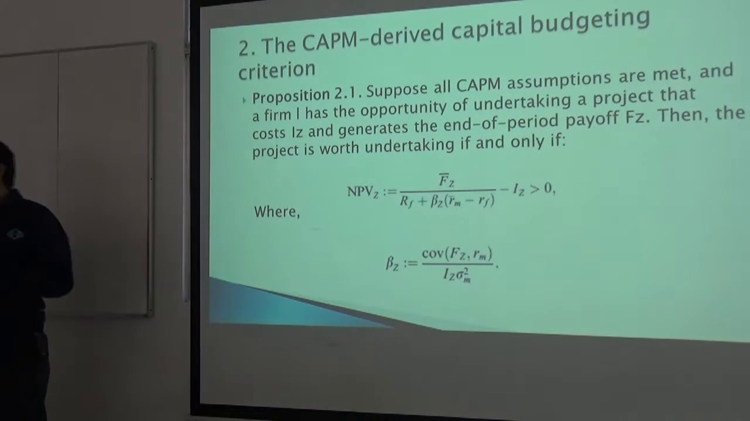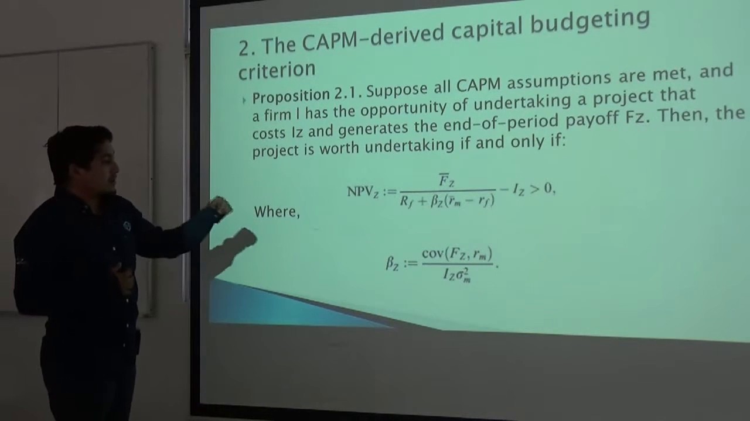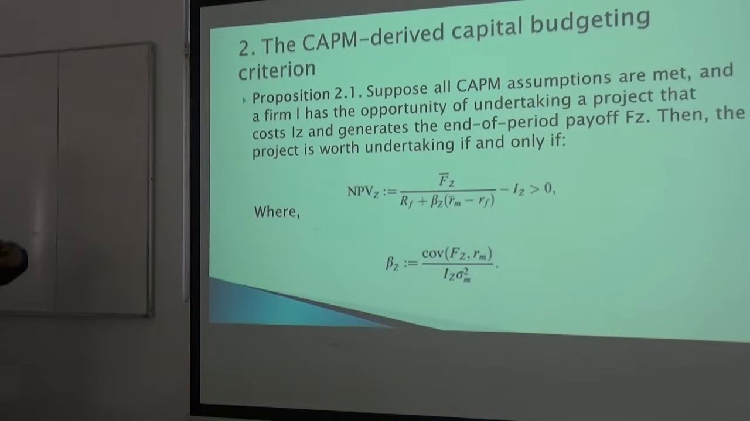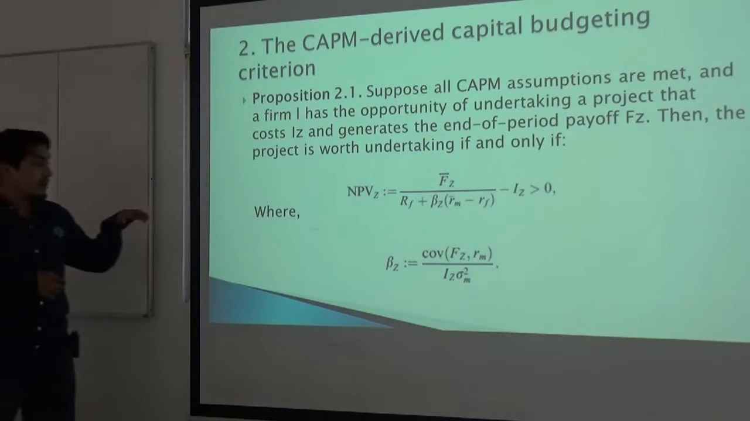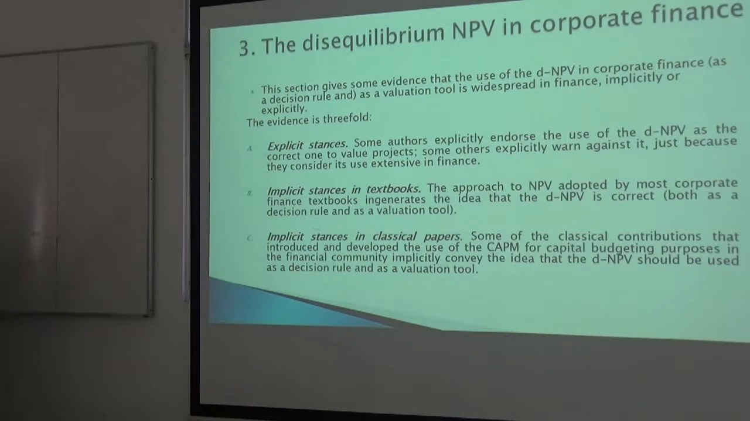The CAPM relation with the NPV. NPV is net present value. The NPV is represented by this formula. The project is undertaken if and only if the NPV is positive. So the disequilibrium NPV is the term used in corporate finance. The NPV is equal to the disequilibrium NPV.